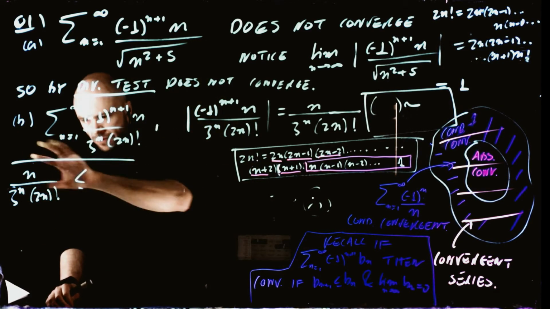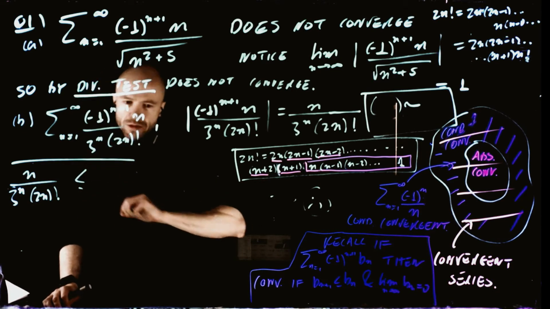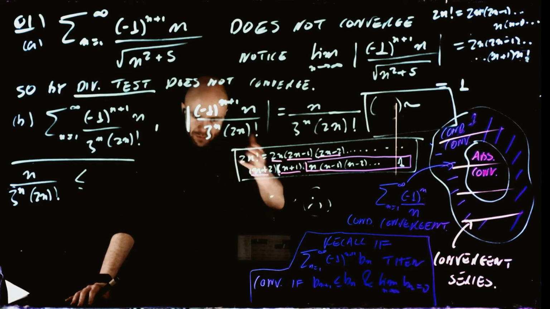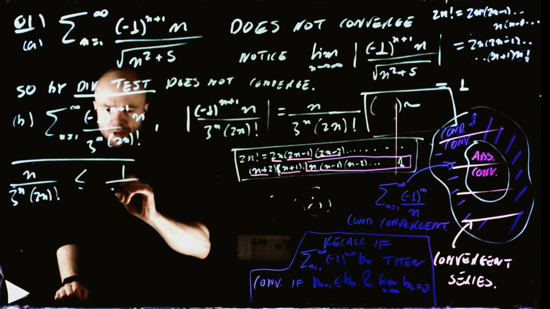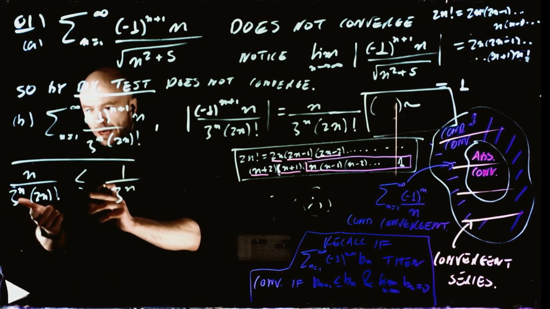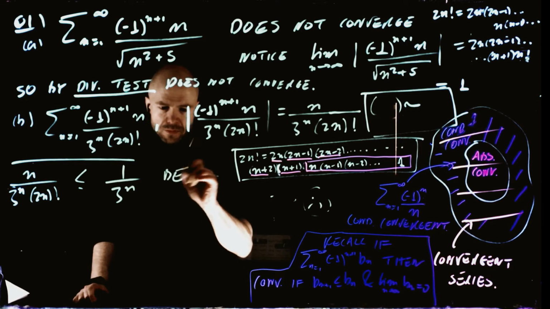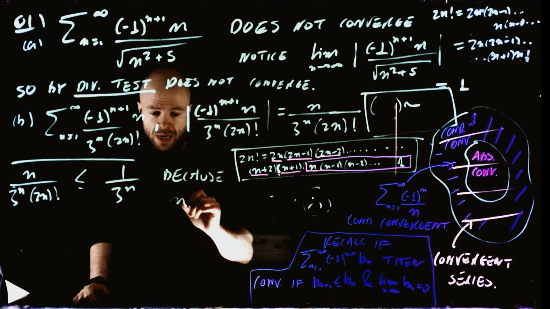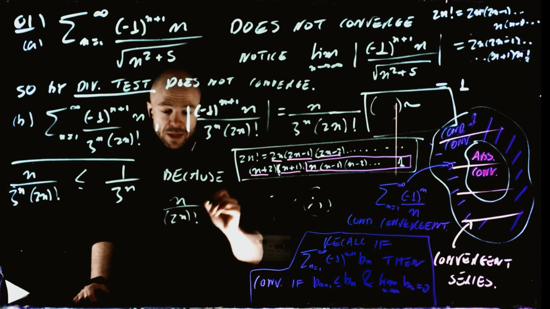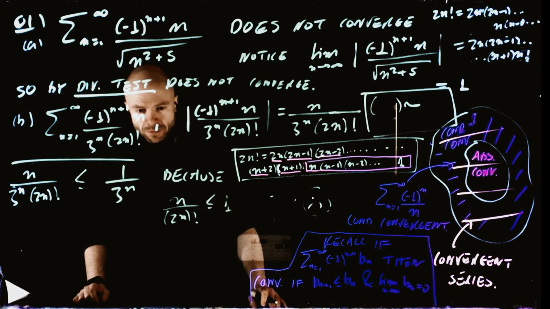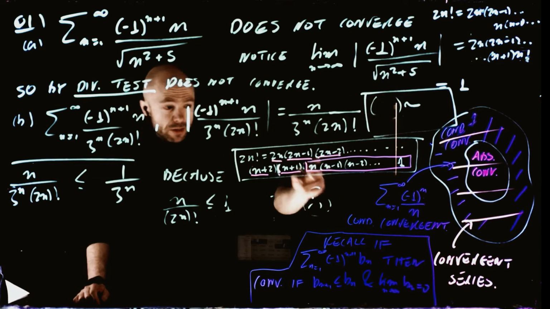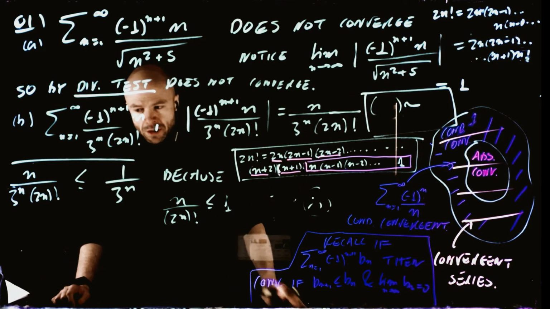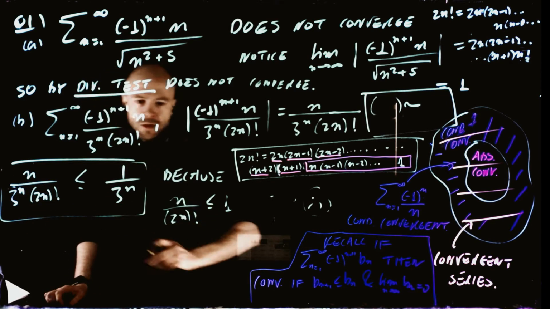I claim if you look at this, you're going to see something simple that you can compare it to. What can you see? Perfect, yes, look at this. If we compare this to 1 over 3 to the n, what happens? Well, this is definitely the case, right? Because if we look at n over 2n factorial, then this is definitely less than 1. Yeah, because 2n factorial is a massive growing number, and it certainly includes n in itself, right? So we have this thing for free.